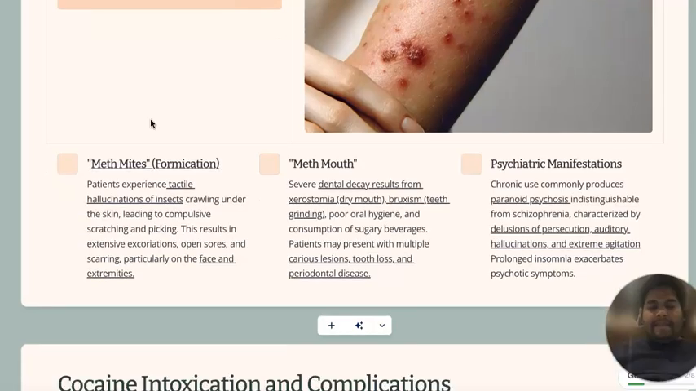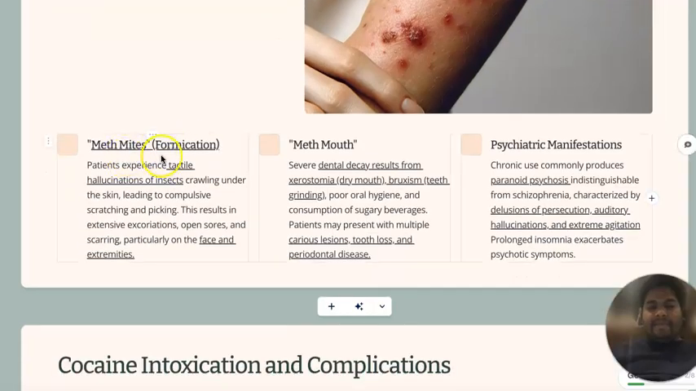Okay, and yes, so meth mites, we call this also formication. So this meth mite and formication is skin excoriation. When the person takes methamphetamine, he will be experiencing severe tactile hallucinations, like he feels like insects are crawling in his skin, so he'll try to gnaw his skin, and because of that severe scratching and picking, this leads to excoriation in the skin, open sores, scarring, and not just in the extremities but also on the face. So this we call meth mites.